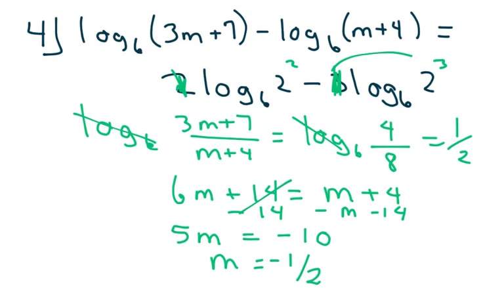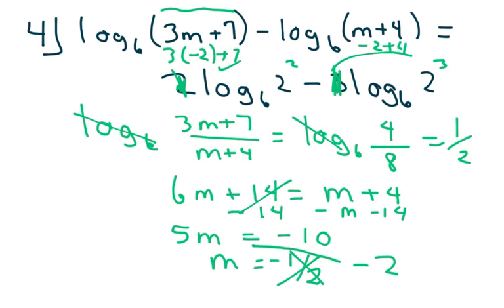Now let's check this. No, it's actually not negative 1/2. It's negative 2. Let's check. Does negative 2 work? So when I plug in negative 2 here, this quantity here is still positive, so it checks there. If I plug in negative 2 here, that gives me 2, so this quantity is still positive. So negative 2 is a solution.